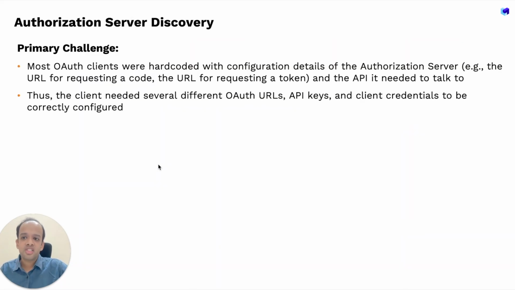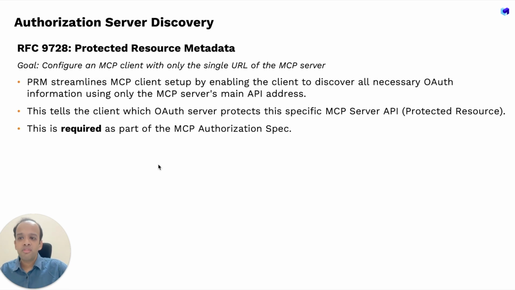Now, there is a challenge in terms of how this all used to be done before certain standardizations were done. Earlier, most OAuth clients were hard-coded with the configuration details of the authorization server. That is the URL that they need to hit for requesting an authorization code, the URL for requesting a token, and even the authorization server location or the API that they need to talk to. And the client needed a bunch of data to be correctly configured in order for this entire flow to work.